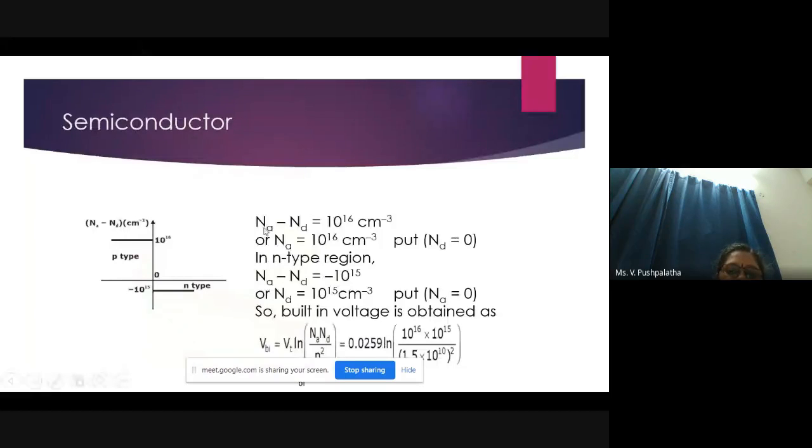Now your Na minus Nd, here it's a p-type semiconductor. So donor concentration making it 0. So Na equal to 10 power 16 per centimeter cube. And in the n-type region, you make your acceptor concentration 0. So Nd equal to 10 power 15 per centimeter cube. And you write the built-in voltage equation.